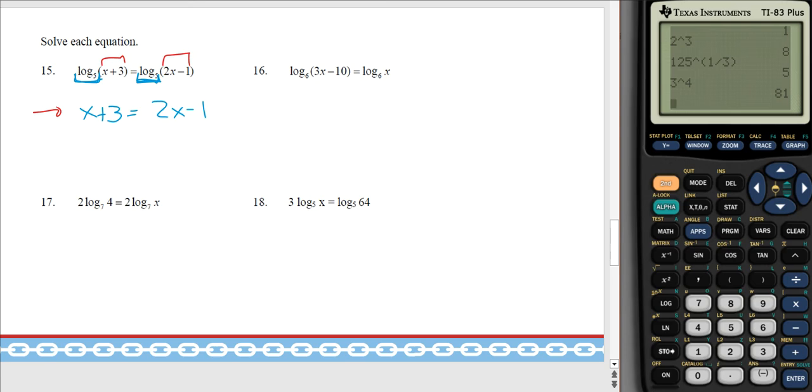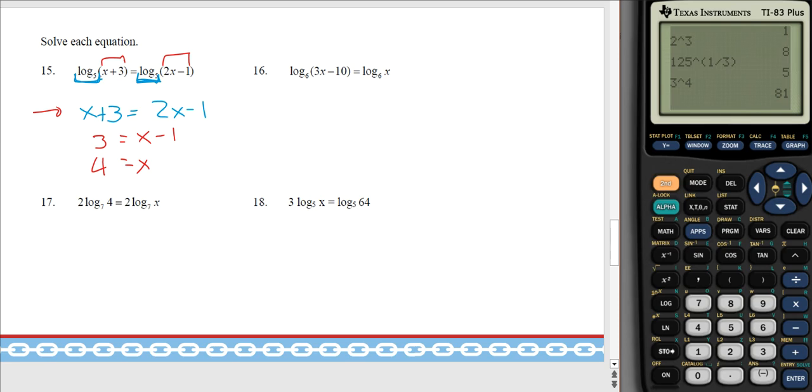Right? So now I can use algebra, right? I'm going to subtract over an x, and then I can add over the 1 here, right? So here I get x equals 4.